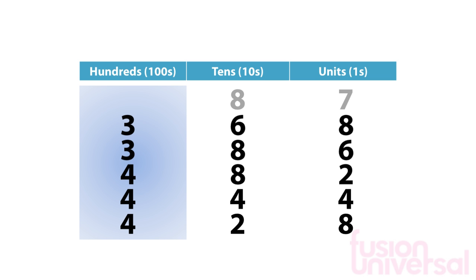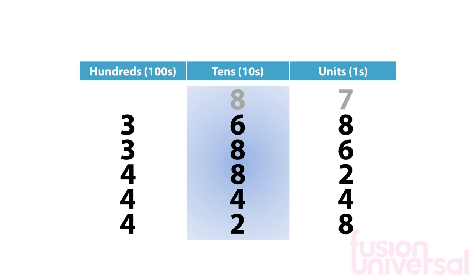For these two numbers, let's look at the tens column. We can see that the smaller number is 6. This means that these numbers are already in the correct order.